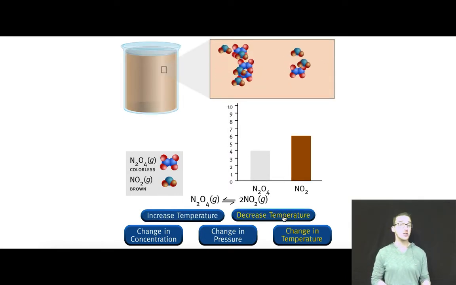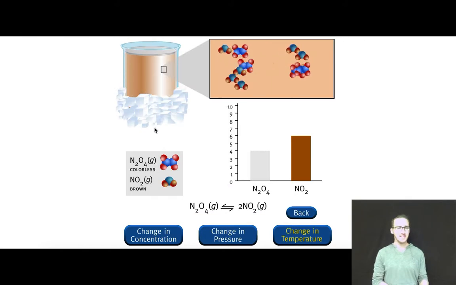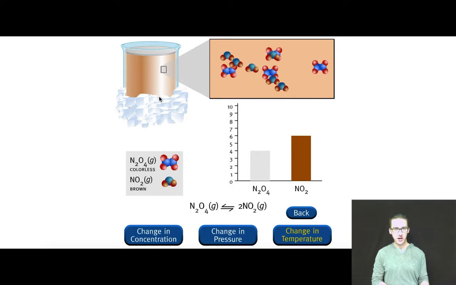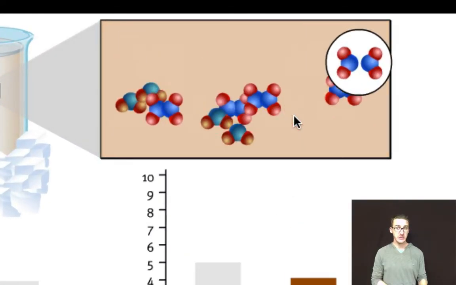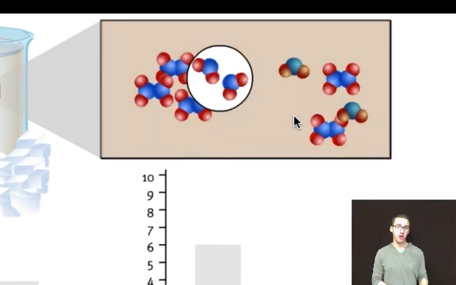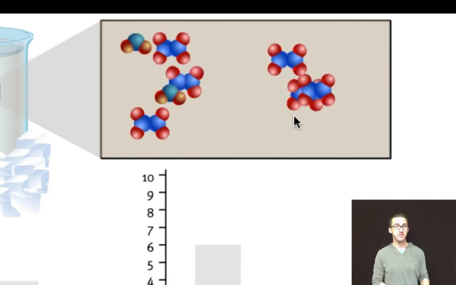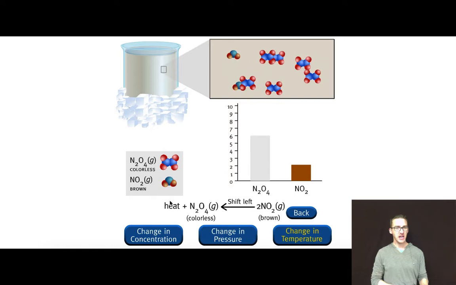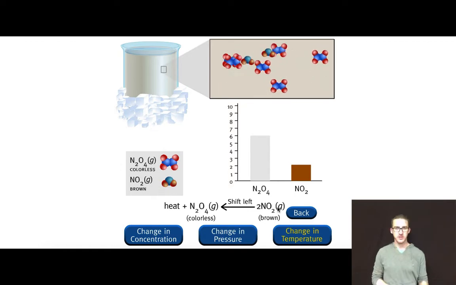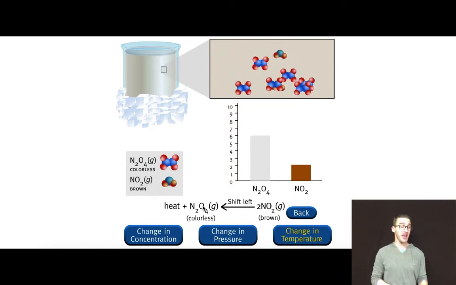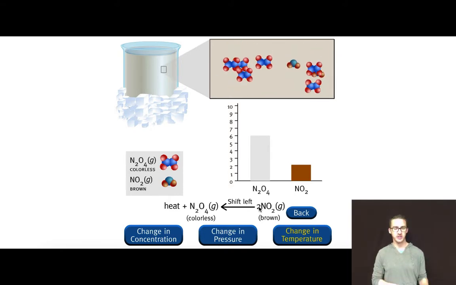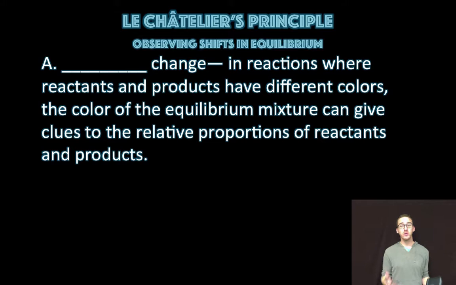Now let's decrease the temperature. Putting some ice cubes around our beaker with our equilibrium mixture. Notice this time that our NO2 molecules are coming together to form more N2O4 or colorless species. This time we're removing heat, so the reaction is shifting left, essentially to make up for that reactant that was lost. Okay, now let's talk about how we're going to observe these shifts in equilibrium.